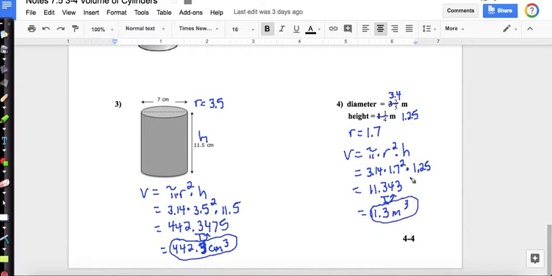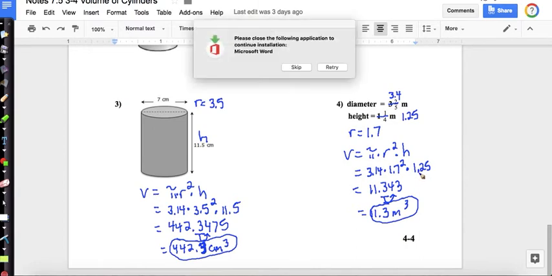Now, remember, when you are typing this into your calculator, there's two ways. Type 3.14 times 1.7, hit the x squared button on your calculator, then multiply by 1.25. If you do not have the x squared button on your calculator, then you're going to do 3.14 times 1.7 times 1.7. Because when you square something, it means to multiply by itself, and then times whatever the height is, in this case 1.25.